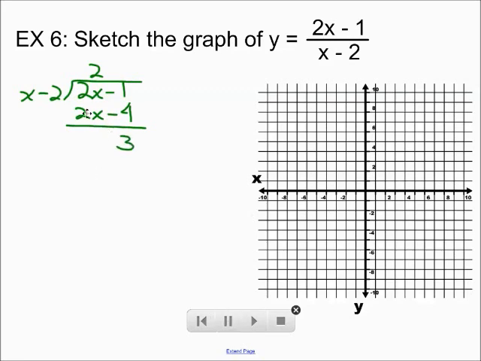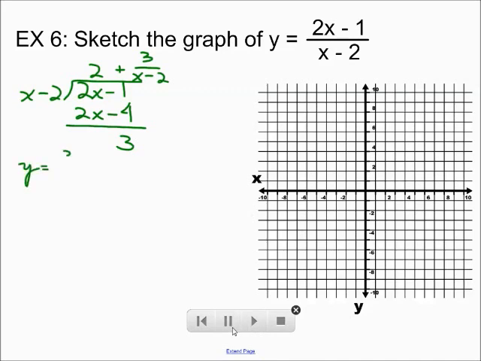Okay, so what I did here is ask what number times x would give us 2x. Obviously that's 2. And then I'll take this 2 and multiply it by this binomial. 2 times x is 2x. 2 times negative 2 is negative 4. And then we subtract. 2x minus 2x is 0. Negative 1 minus negative 4 is positive 3. And then we get a remainder of 3 over (x minus 2).